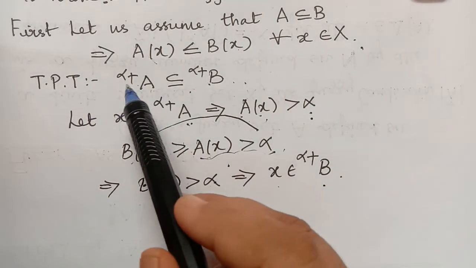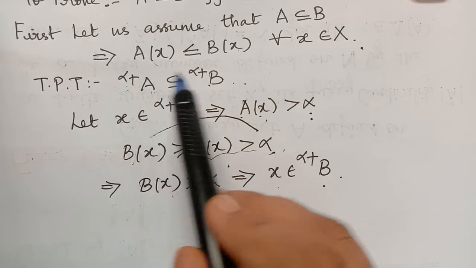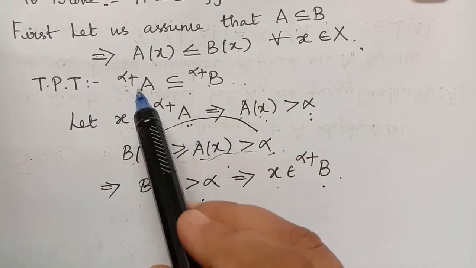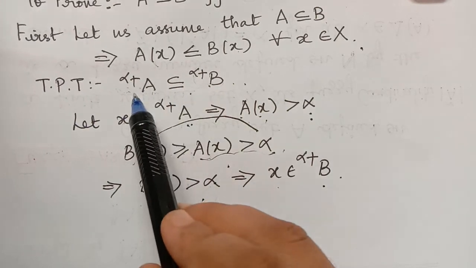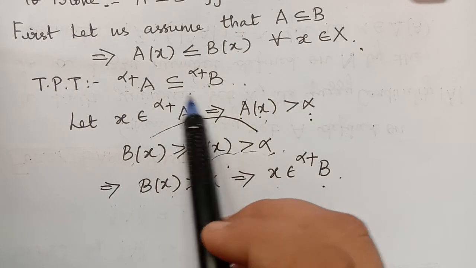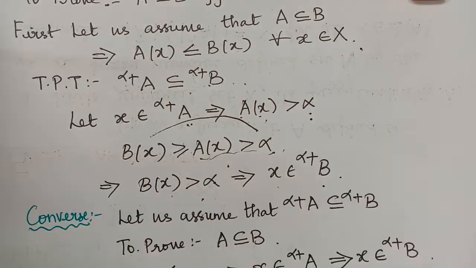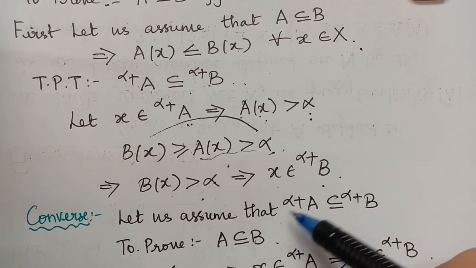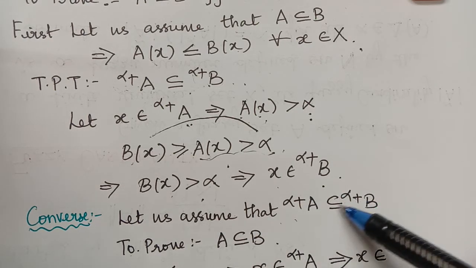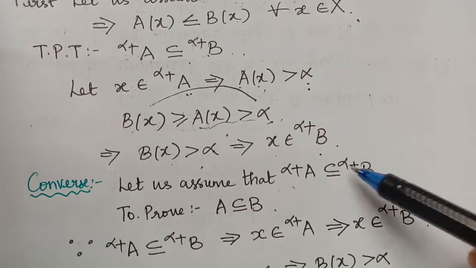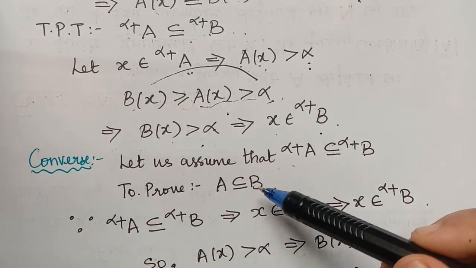So we chose an element from this, and we have proved that it is also an element of this set, which proves that this is a subset of this. Now next we shall prove the converse part. So now in the converse part, let us assume that the strong alpha cut of A is a subset of the strong alpha cut of B, and then we have to prove that A is a subset of B.